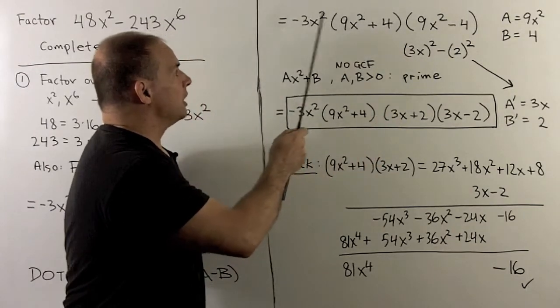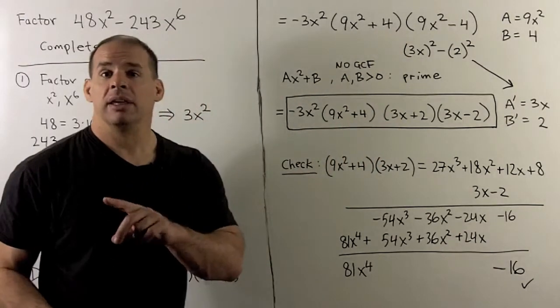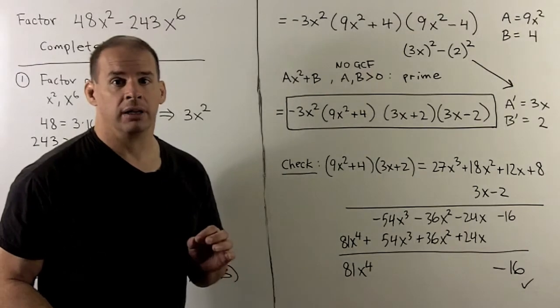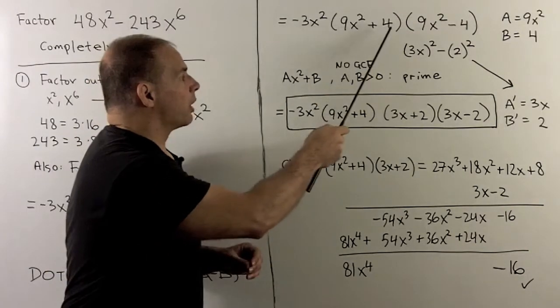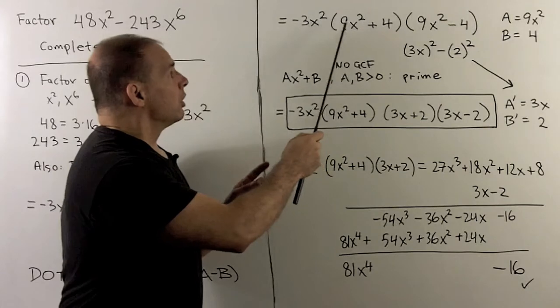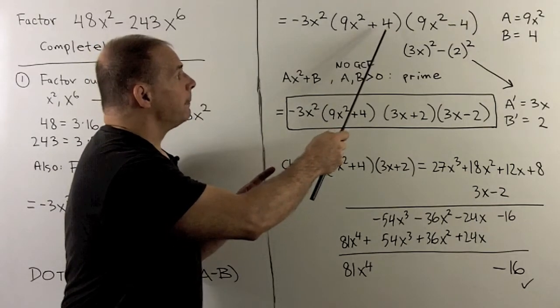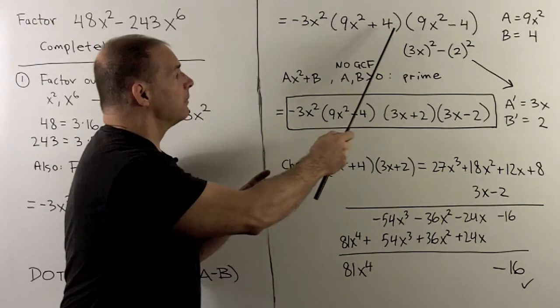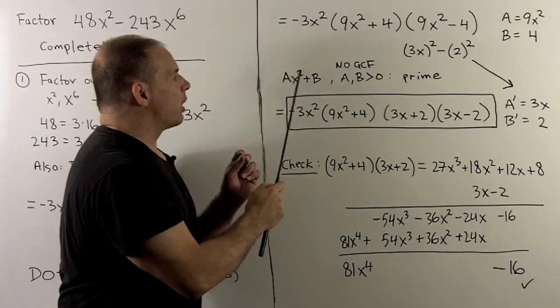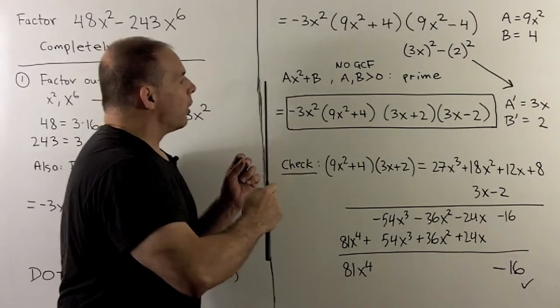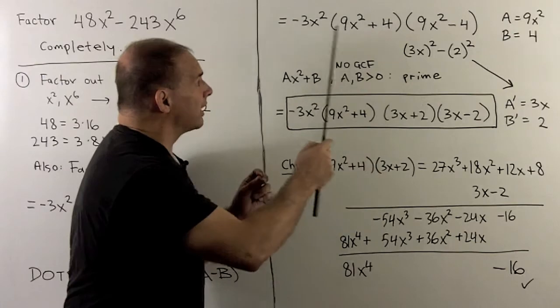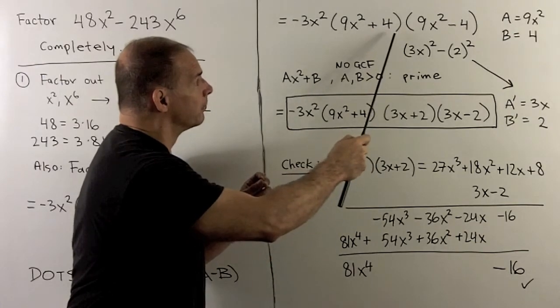That gets us to this factorization here. Now, we go through each term here and ask, can we do any further factoring? For the 9x squared plus 4, what do we note? There's no greatest common factor here to pull out. I have a and b positive. We're in the form ax squared plus b. So we know in this case that we have a prime, so I can't factor this any further.